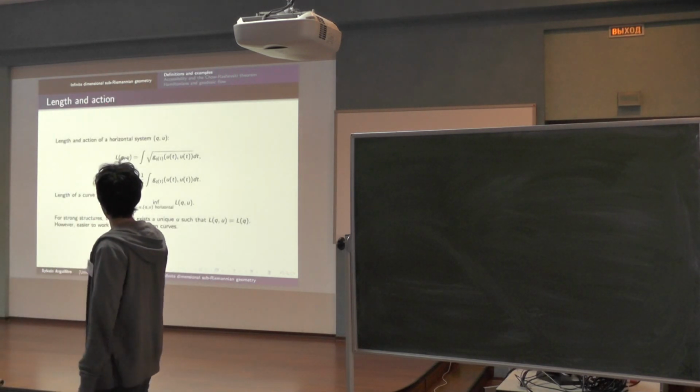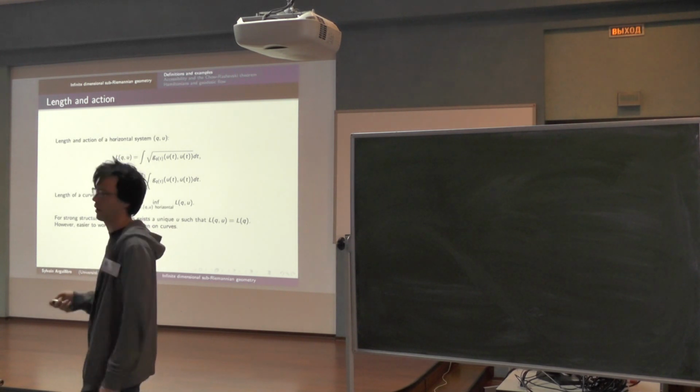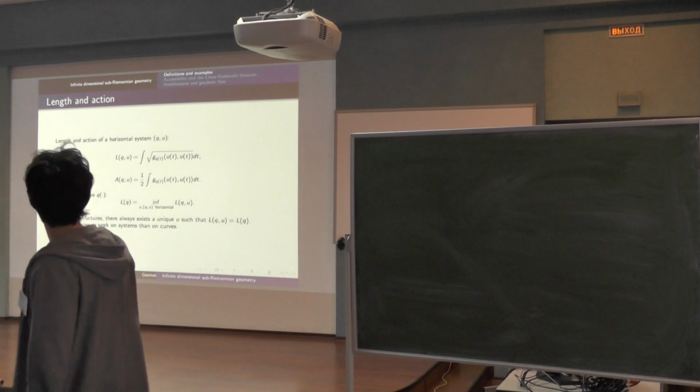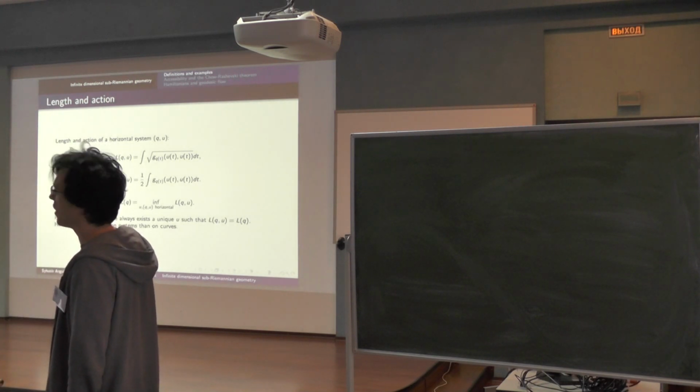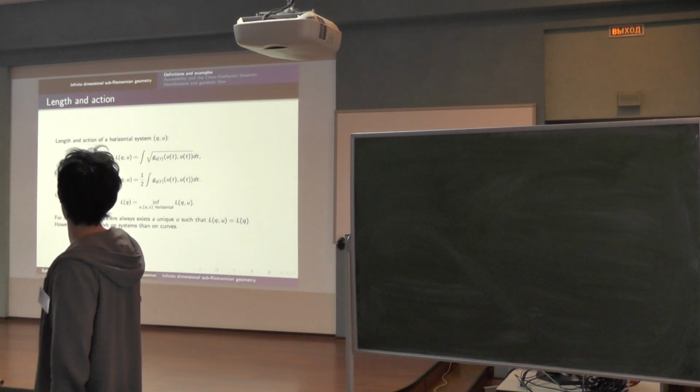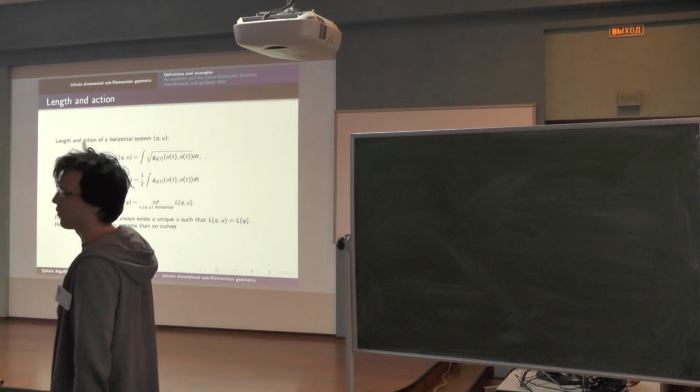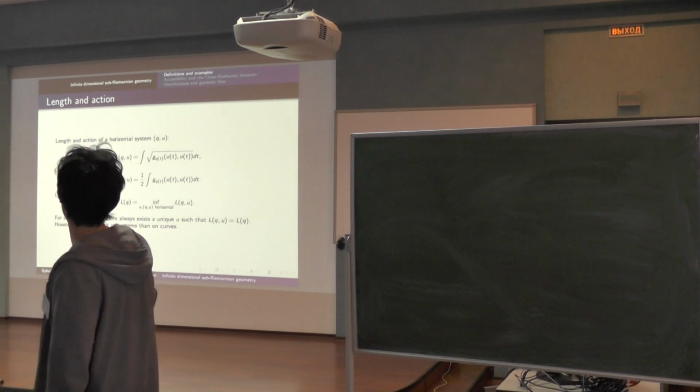Then we can define the length and action of a horizontal curve, as usual, using the metric. And also, since there might exist several controls that give the same horizontal curve, we can define the length of a curve independently of the control by taking just the infimum over all the lengths.